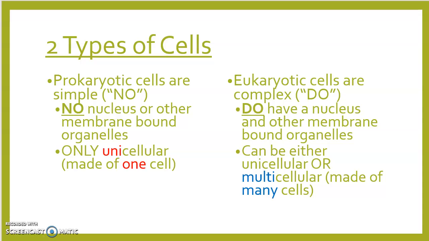Remember, prokaryotic cells are simple. Pro and no: no nucleus, no membrane-bound organelles. Eukaryotic cells are more complex. They do have a nucleus, and they do have other membrane-bound organelles.